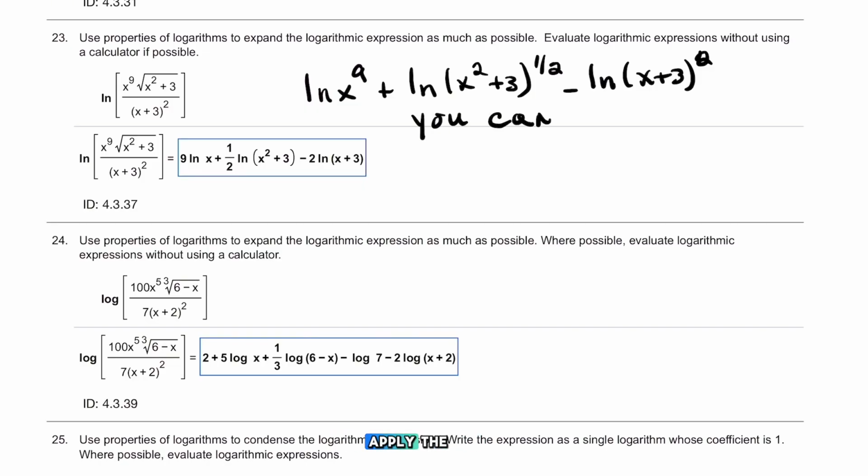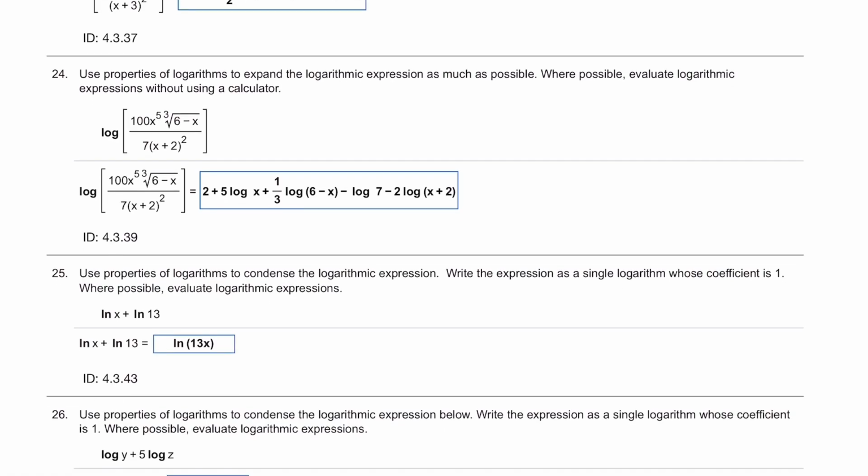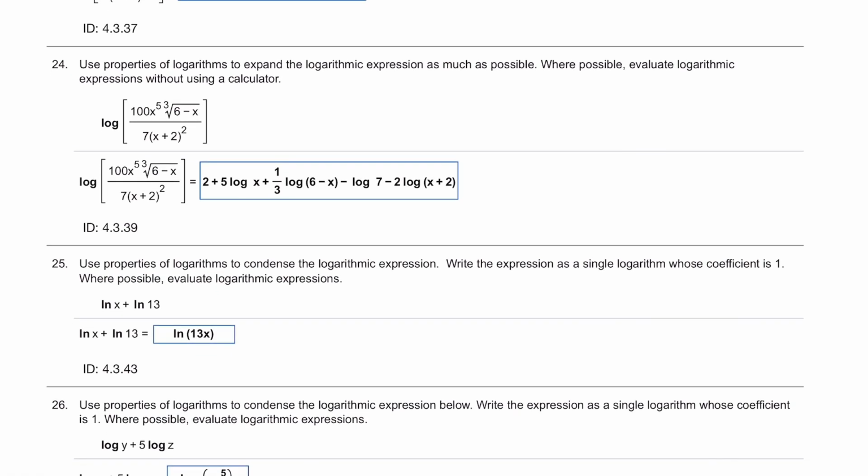You just have to apply the power rule for logarithms. And then for the next one, it is rather long, but give yourself a little challenge.